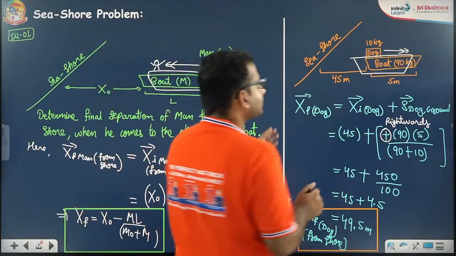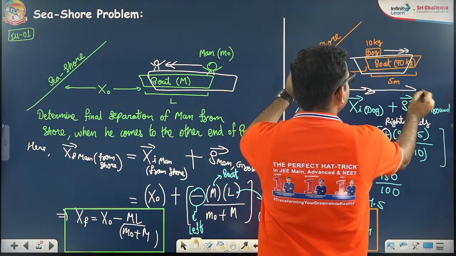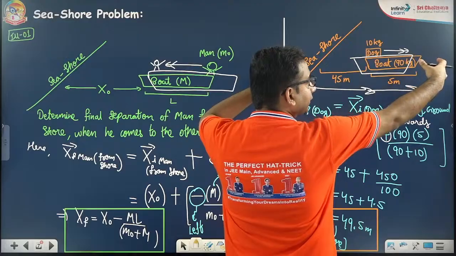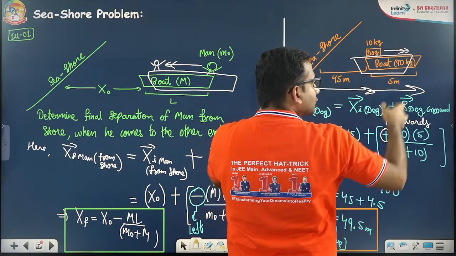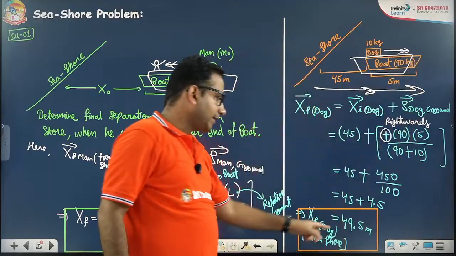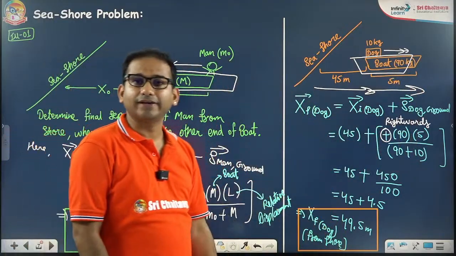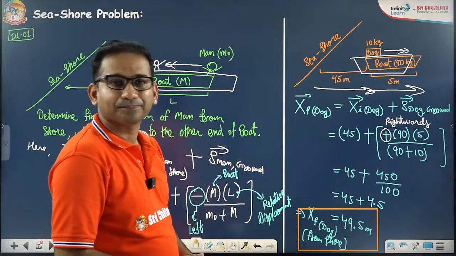Okay. So generally it seems that you have traveled 45, then you have traveled 5, so the total should be 50. But when you are moving ahead, the boat will be shifted a bit back. So the final answer must be less than 50. And see, what we got is 49.5. Definitely it is less than 50.